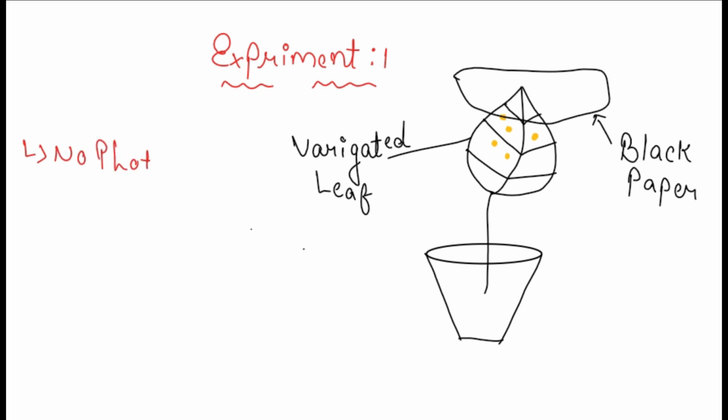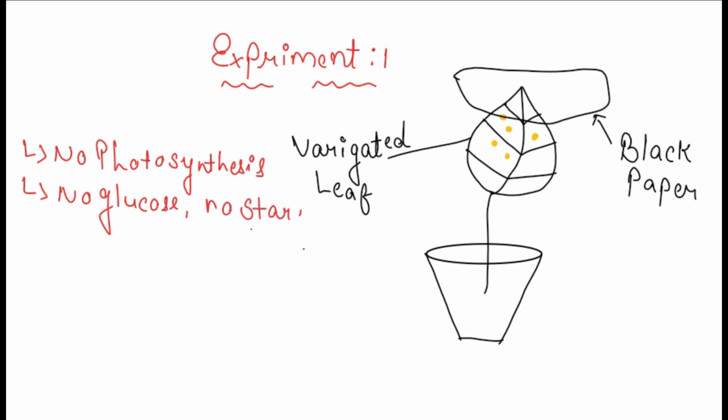So, as the leaf is covered with black paper and the sunlight does not fall, no photosynthesis takes place. As the photosynthesis does not occur, no glucose and no starch formation takes place. Hence, from this we can conclude that light and chlorophyll are necessary for the performance of photosynthesis.